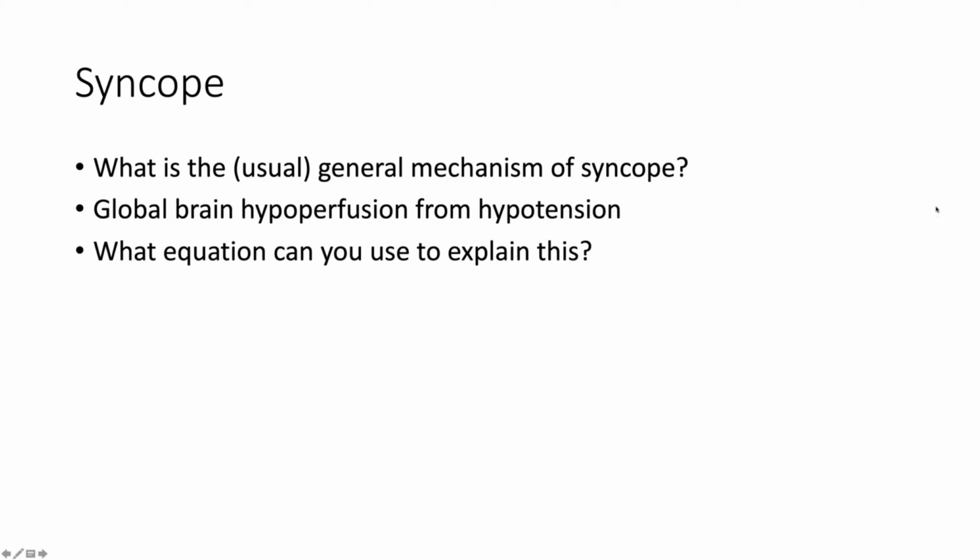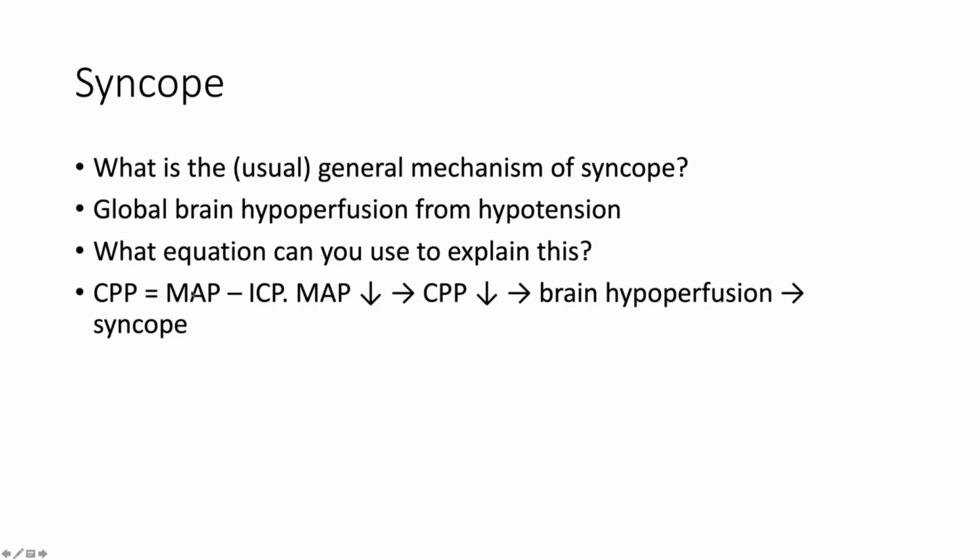And Pooja, what equation can you use to explain why hypotension would cause syncope? I think is it MAP minus ICP? Equals what? The cerebral perfusion pressure. Very good. MAP minus ICP equals cerebral perfusion pressure. If my MAP goes down, my cerebral perfusion pressure goes down, my brain perfusion goes down, I have syncope.